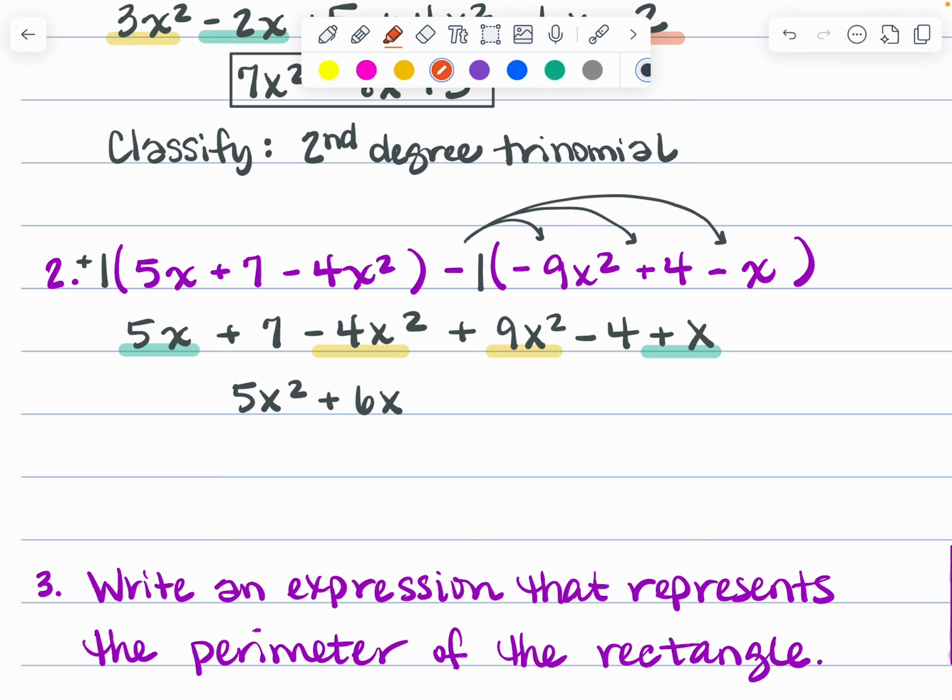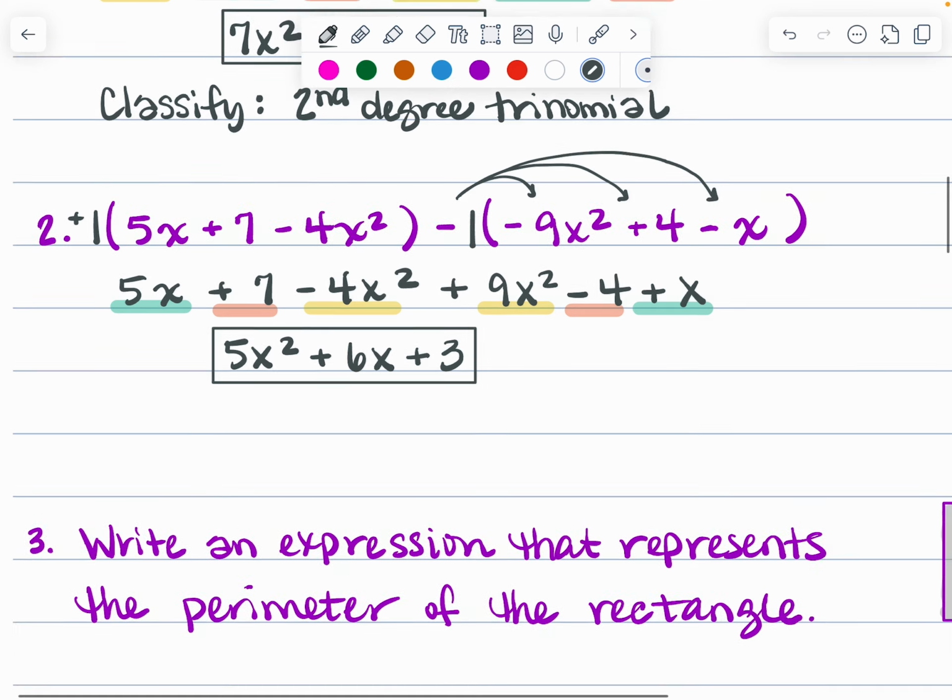And then we have our constants, and they always go at the end because they have no degree, right? So positive 7 and negative 4 is going to give us positive 3. And that would be our final answer. And it's also a second degree trinomial, right?